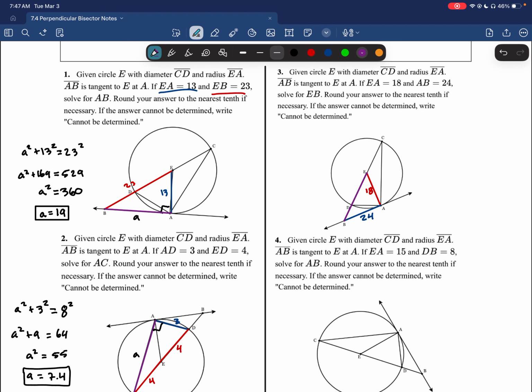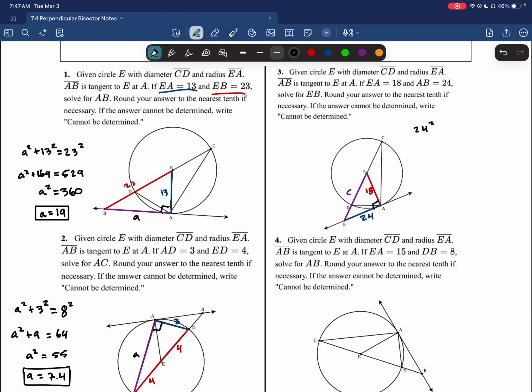Okay, well, I see a triangle here. This is a 90 degree angle because remember, tangent lines are perpendicular to the radius, meaning that this is a 90 degree angle right here. And I've got one leg, two leg. I'm solving for my hypotenuse, so I'm going to call that C. And we're going to plug that into the Pythagorean theorem. We've got 24 squared plus 18 squared is equal to C squared.